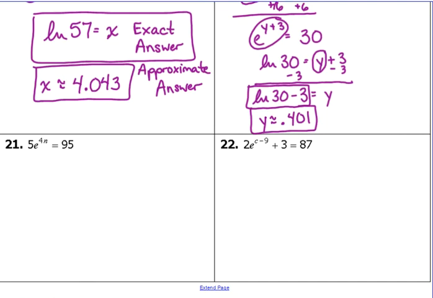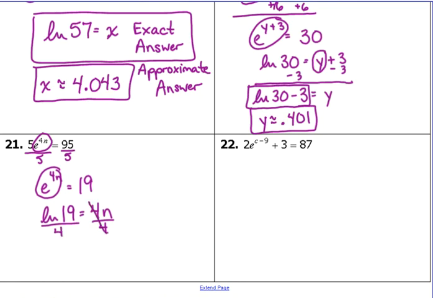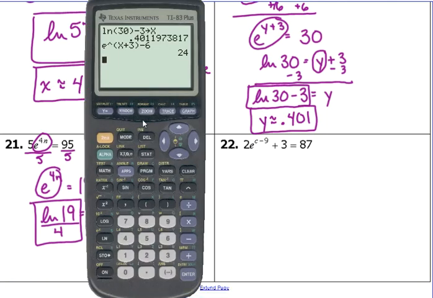On number 21, our exponential is not by itself. It's being multiplied by 5. So first step is we divide both sides by 5. E to the 4n is equal to 19. Now our exponential is alone, so we put it in log form. The natural log of 19 is equal to 4n. Then we divide both sides by 4 to get n by itself. So the natural log of 19 divided by 4 is our exact answer.